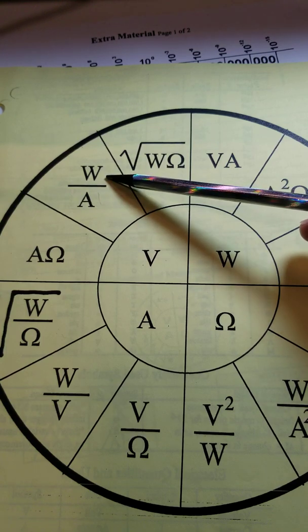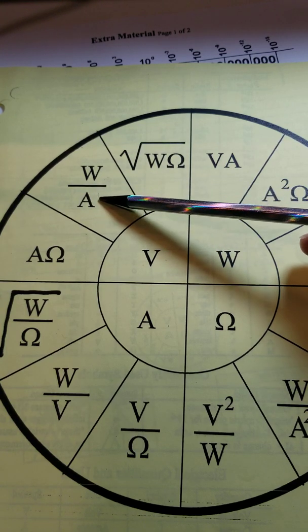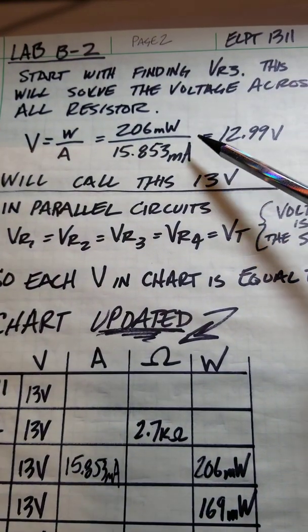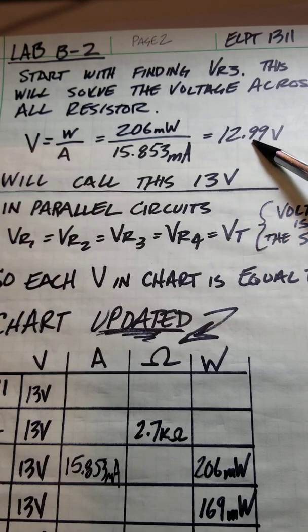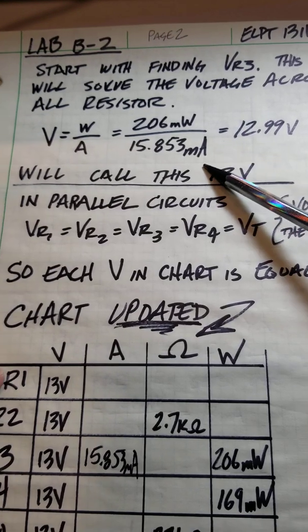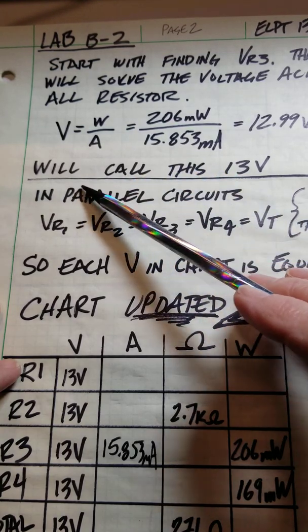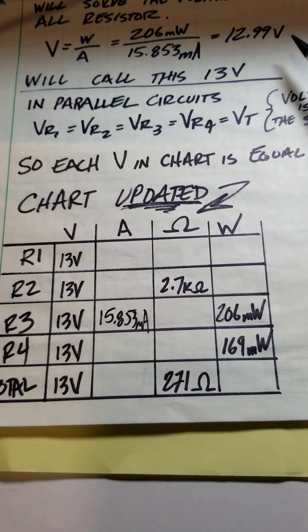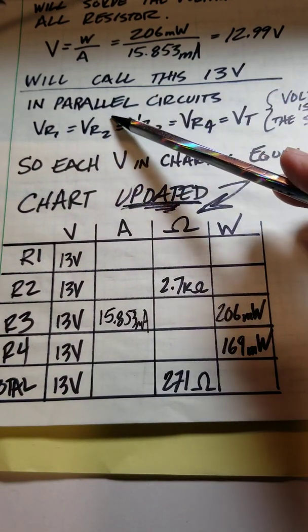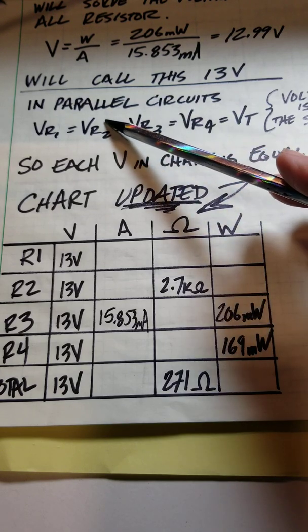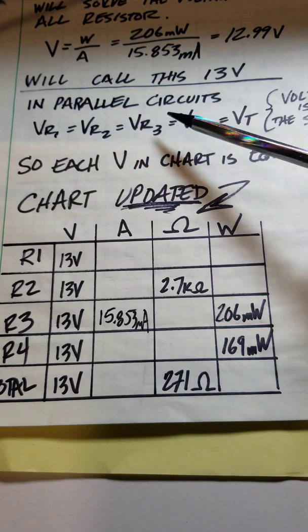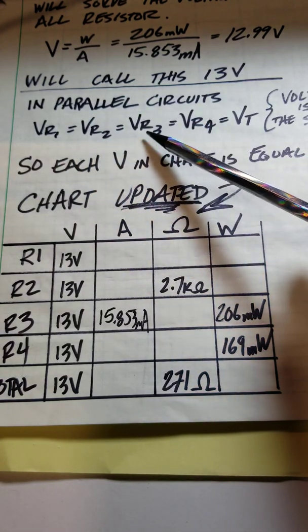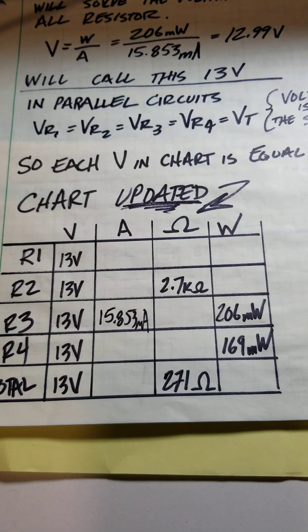So we're going to take that 206 watts and divide it by 15.853 milliamps, and that's the problem I have here, and we come to 12.99 volts. So we will call this 13 volts. When I solve that, I realize that in a parallel circuit, where all components are attached to the source, one side to the positive, one to the negative, the voltage that goes through R1, R2, R3, and R4 is also my total voltage.